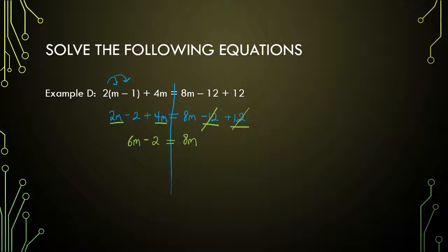To get m on one side, we can either move the 6 or the 8m. I will move the 6m. Opposite of positive is negative, so subtract 6m, and on the left side they'll cancel. And on the right side, we'll be left with 2m.